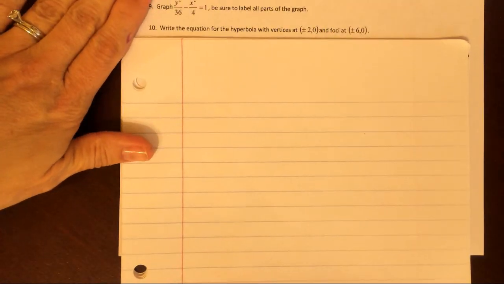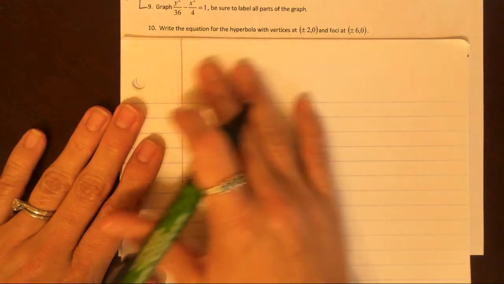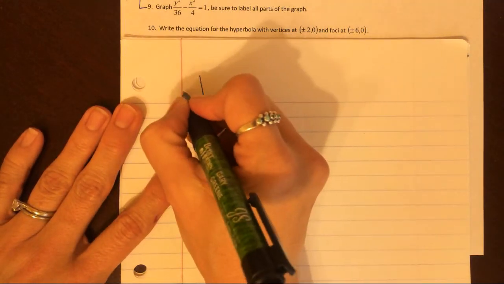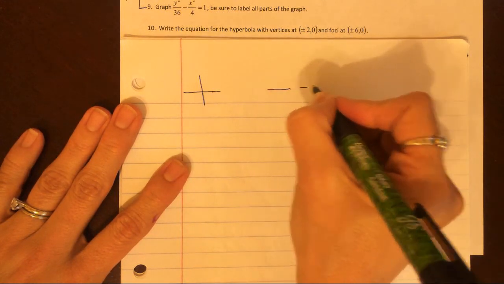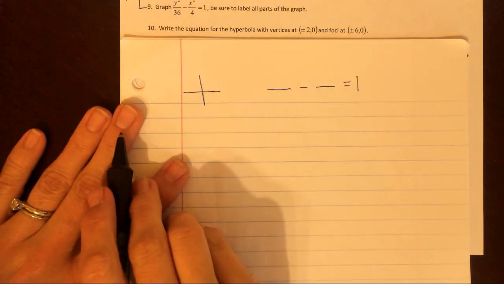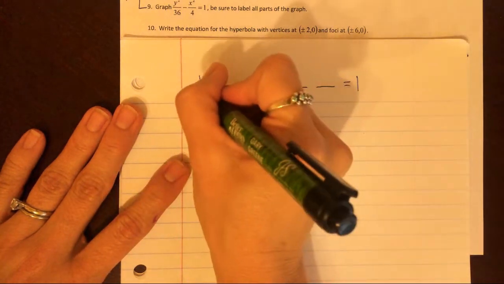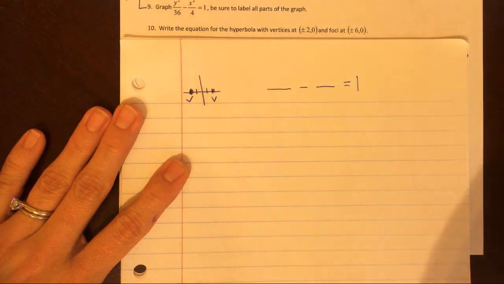Okay, so let's go look at number 10. Number 10 says, write an equation for the hyperbola that has vertices at plus or minus 2, 0 and foci, which means plural for focus, plus or minus 6, 0. So anytime they ask me to write an equation, I always start off with a little picture. So I know it's a hyperbola, so I know I'm going to have a fraction minus a fraction equals 1. I know that part. They told me that I have vertices at negative 2, 0 and at positive 2, 0.